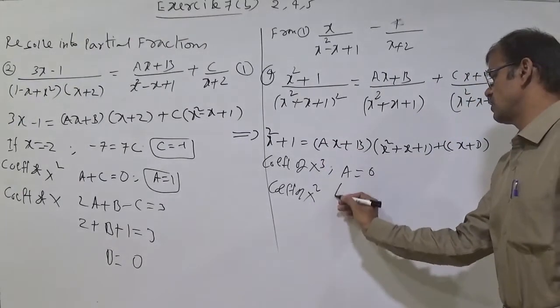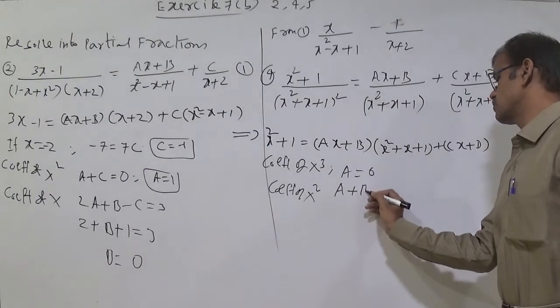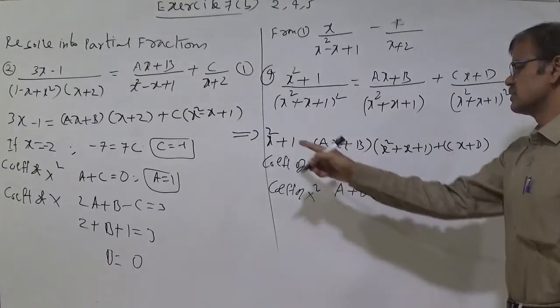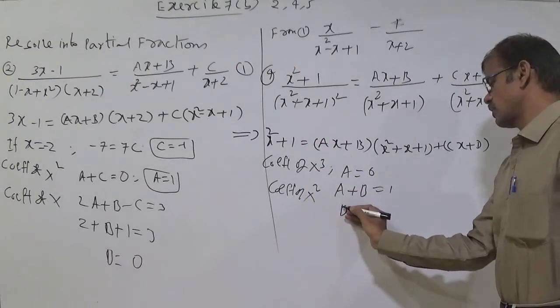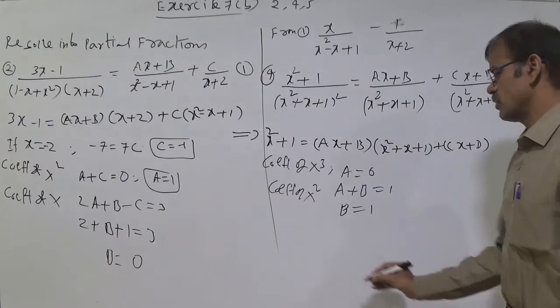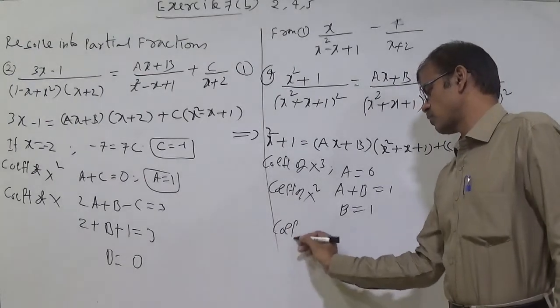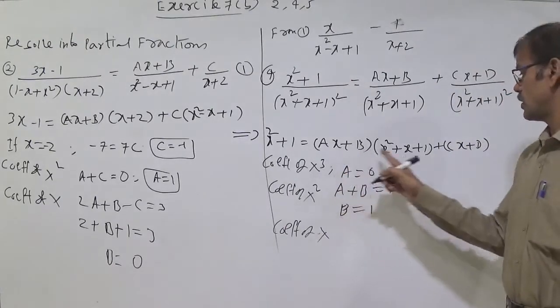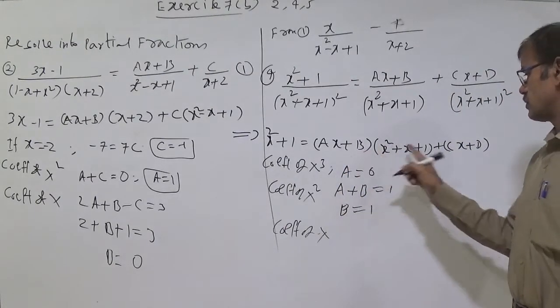So this is a plus, this is b is also there. A plus b, that's all. A plus b is equal to 1. Since a is equal to 0, you can write this one as b is equal to 1. Next you can write this one, coefficient of x. So a with 1 you multiply and b with 1 you multiply.